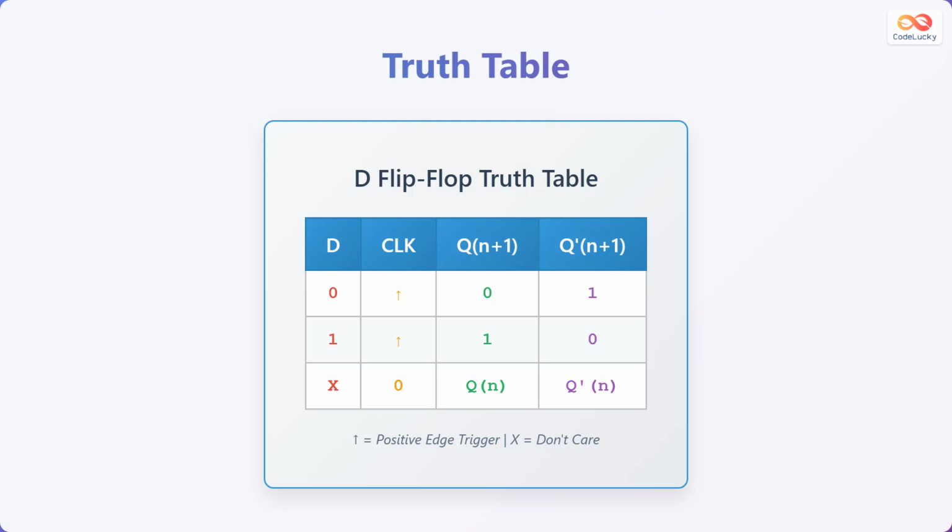When the clock is 0, irrespective of the value of D, the output Q of n plus 1 retains its previous state, Q of n, and Q prime of n plus 1 remains Q prime of n. Note that an upward arrow symbolizes a positive edge trigger and X indicates don't care, meaning the output is independent of the input value in that particular case.